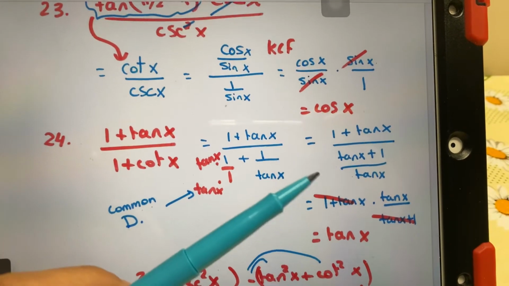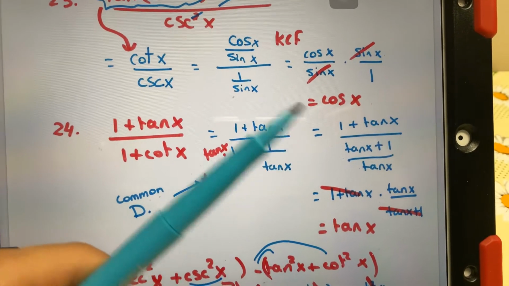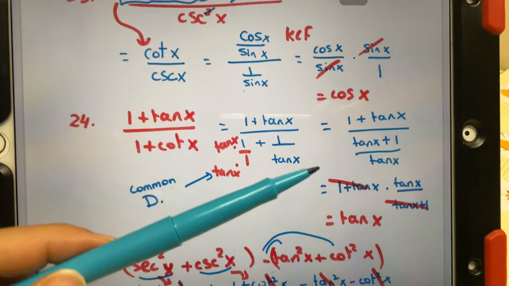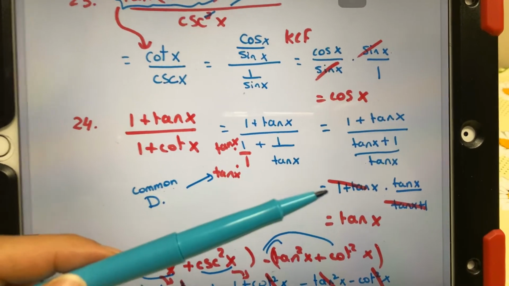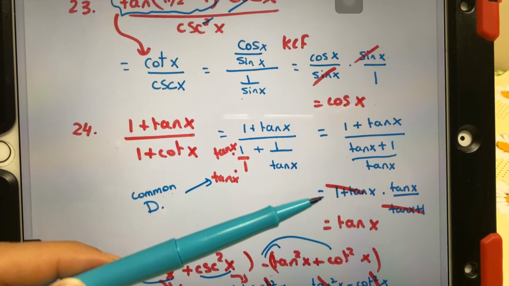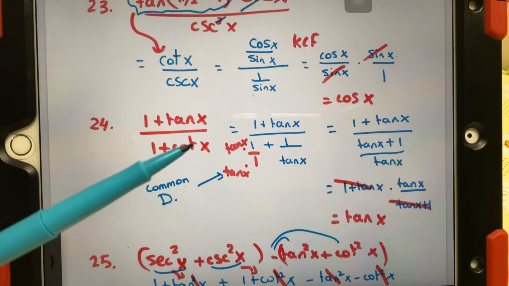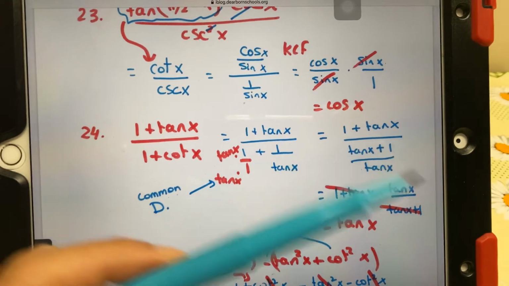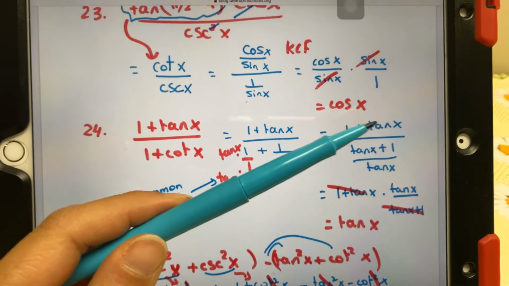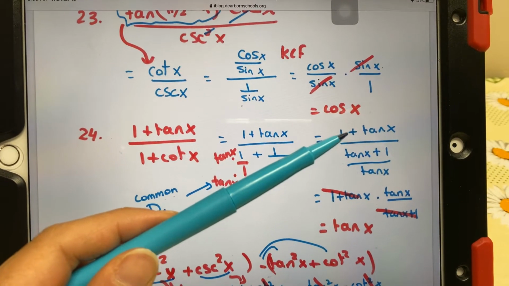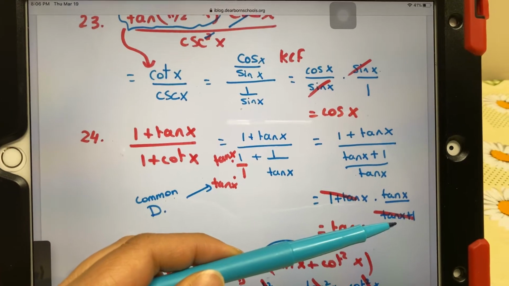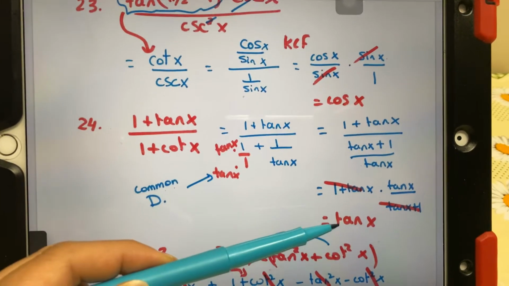I also got a question on Remind. In one of the steps, I wrote cosine without cosine x. That's just for simplifying, but of course, every trig function has an input. So if I say tan, obviously you guys know it's tan of x. So now keep change flip at this step. 1 plus tan multiplied by tan over 1 plus tan. Those cancel out and you're left with tan.